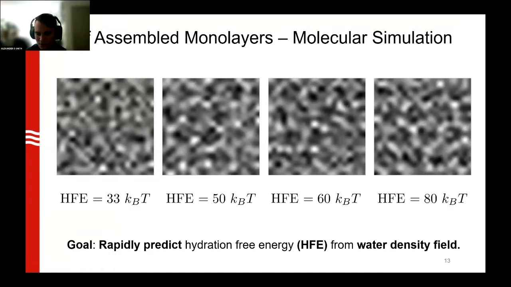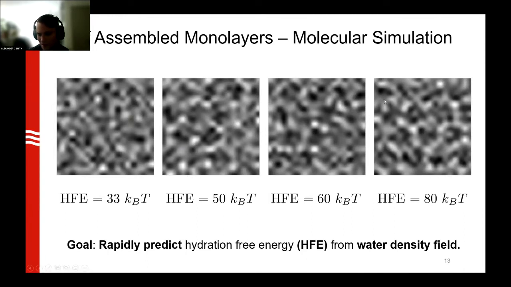Again, here we're showing the different density fields for these systems, and we're also showing the different hydration free energies. What we've done is take these simulations for which we computed the hydration free energy using very long time sampling methods, so we can get an accurate hydration free energy. And then we're associating with it these density fields that we get over very short periods of time, so we can obtain them very rapidly. The goal here is to rapidly predict this hydration free energy just using this water density field rather than the very computationally expensive sampling process.